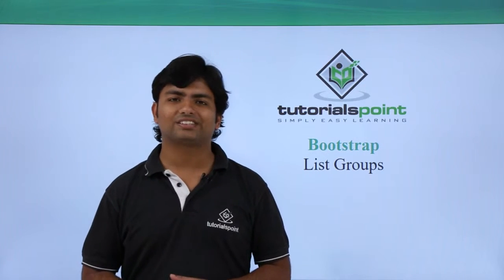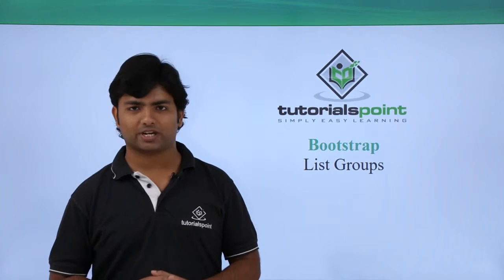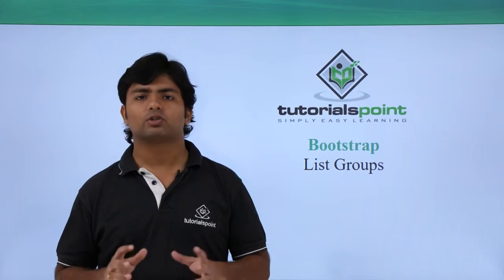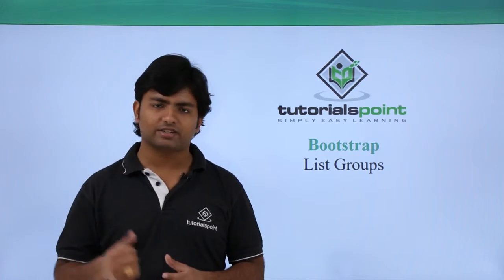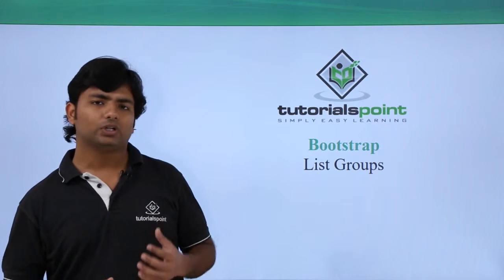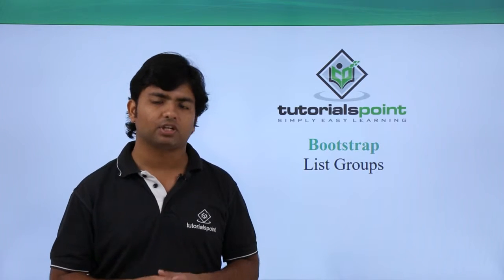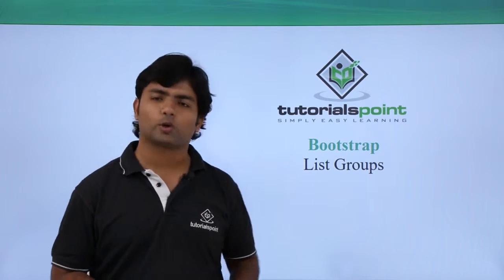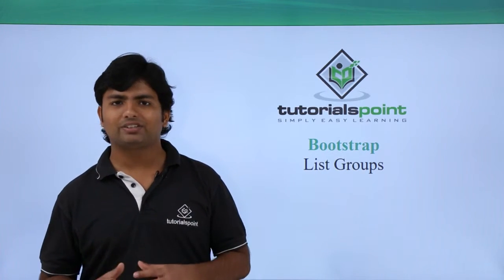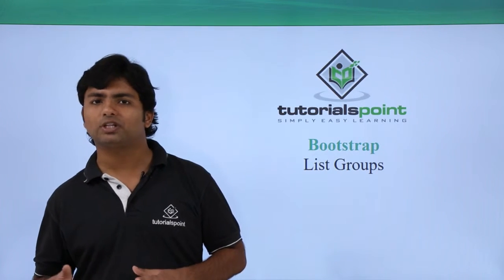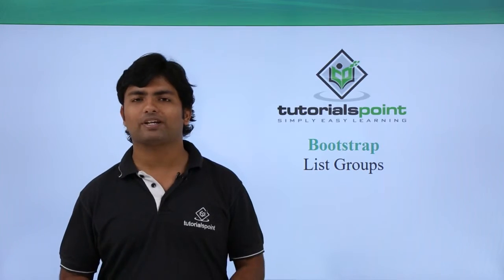Now, let's discuss list groups in Bootstrap. Basically, in HTML, we have ordered and unordered lists to show content in a list. But if you want to show a list for some customized or maybe complex types, you can go for list groups in Bootstrap. So let's see what classes are available here and how we can use them for making a list for complex objects.